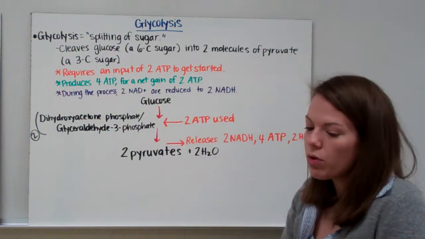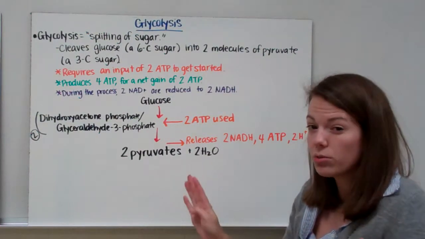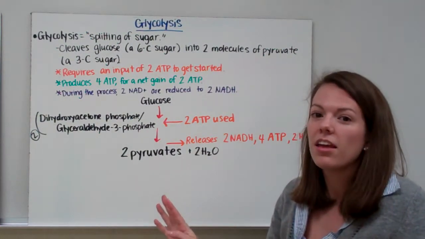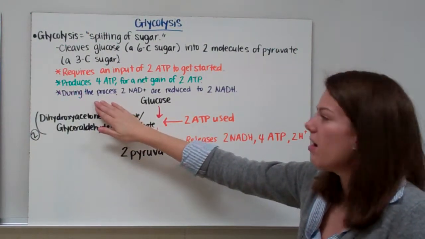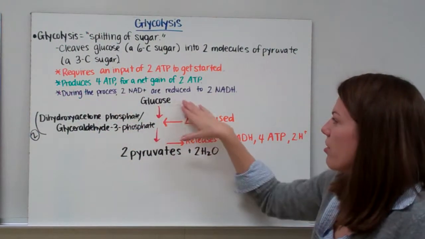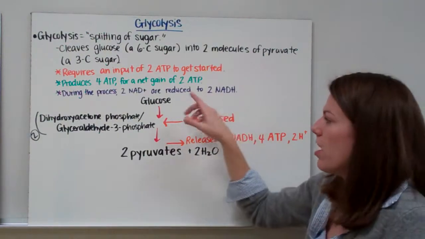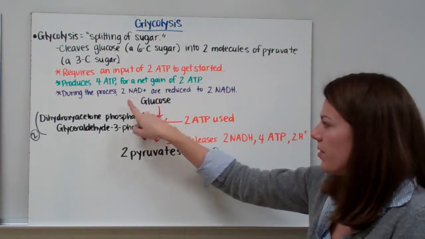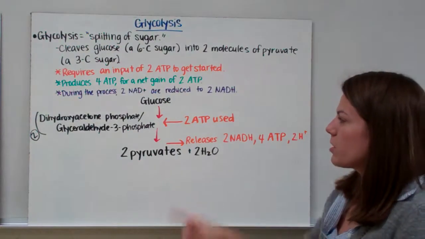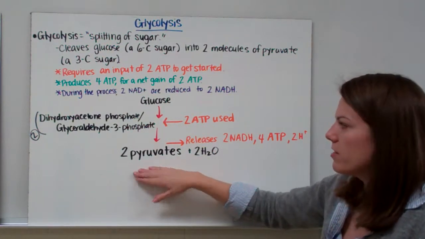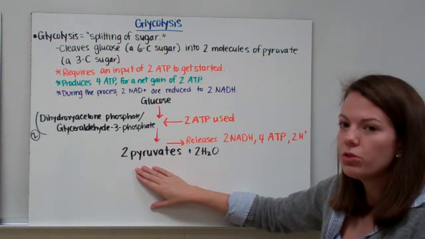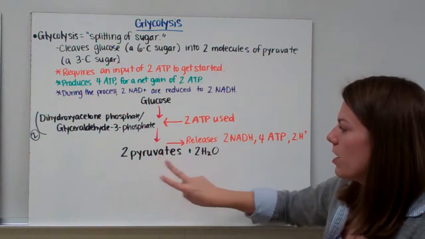So if you gain 4 ATP, but you're subtracting 2 ATP at the beginning, you have a net gain of 2 ATP. And during the process of glycolysis, 2 NAD are reduced to 2 NADHs. So we're adding a hydrogen to 2 NADs. Okay? So in glycolysis, we're splitting glucose into 2 molecules of pyruvate. So you see we start with glucose and end with 2 pyruvates. So for each glucose, we get 2 pyruvates.